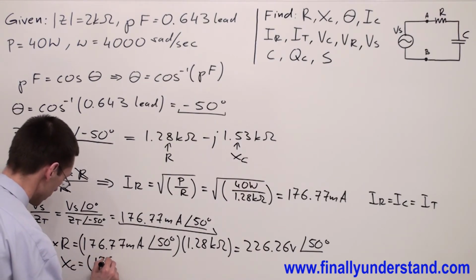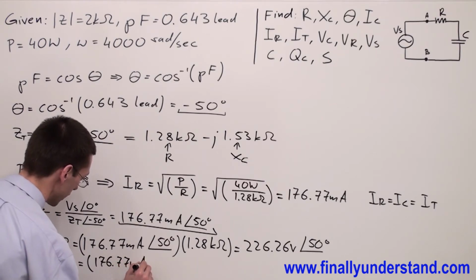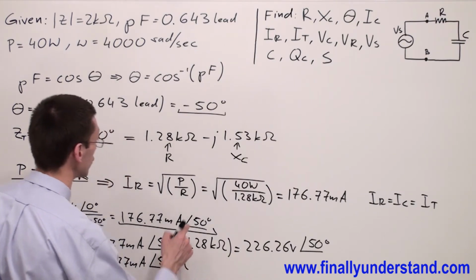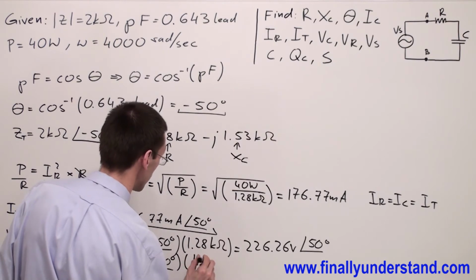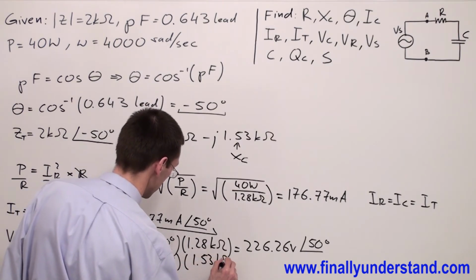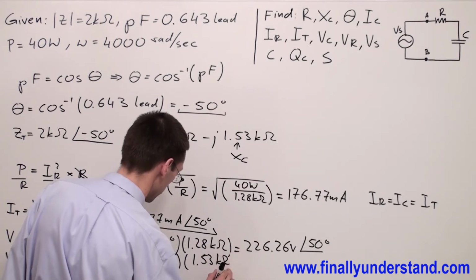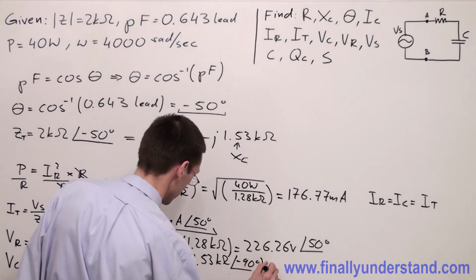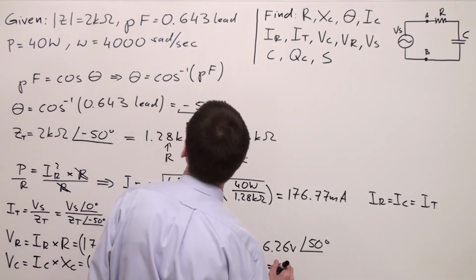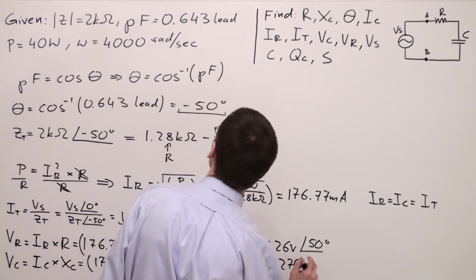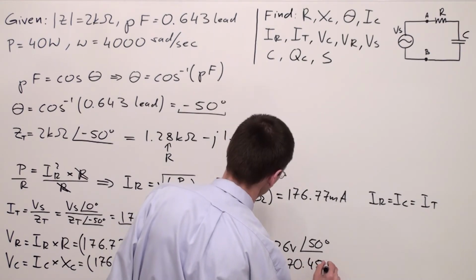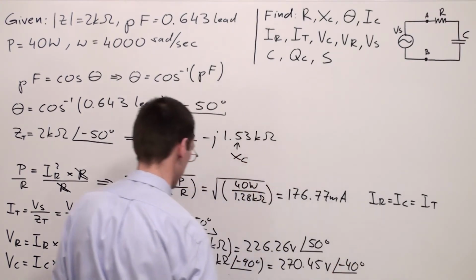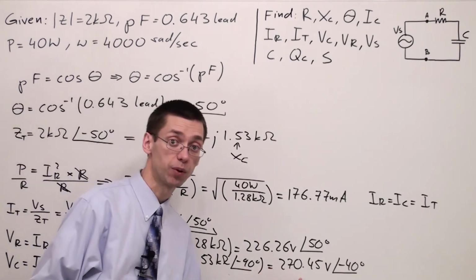Okay, so I have 176.77 milliamps and angle of 50 degrees times XC, and we found XC is equal to 1.53 kiloohms, and angle of negative 90 degrees, equals 270.45 volts and angle of negative 40 degrees. This is the voltage drop across the capacitor.